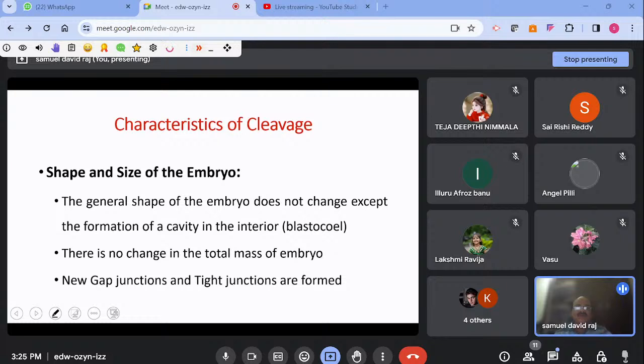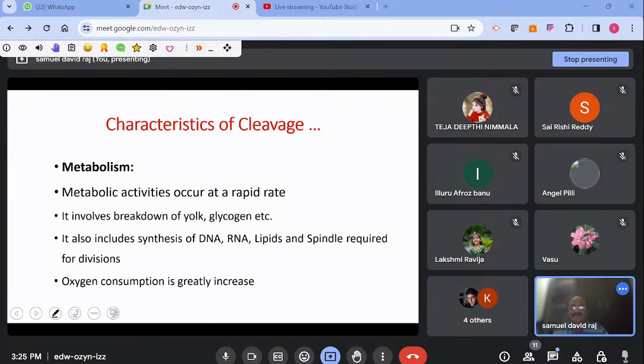Why? Because we know that all these are happening within the egg membranes. So the egg membrane maintains the shape. The cells, though they increase, will not have any impact on the overall change in the shape and size of the embryo. Thus, there is no change in the total mass of the embryo because the entire development takes place in the chick's egg only. Overall mass is not changing because with each division, the size gradually decreases. In addition to this, between the cells, new gap junctions and new tight junctions are said to be formed.